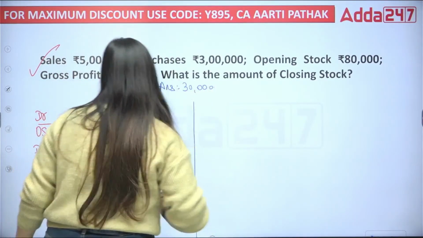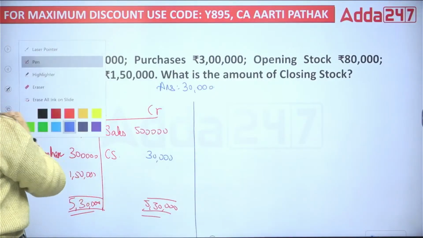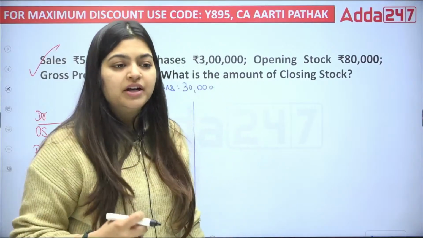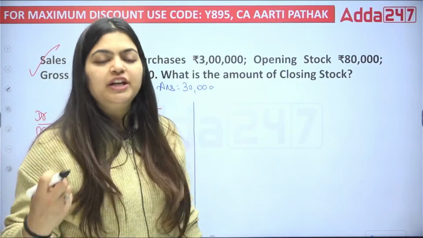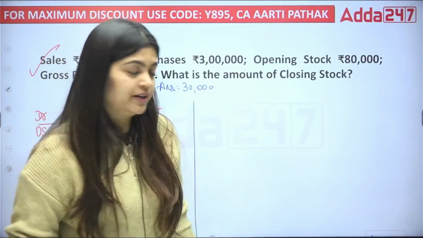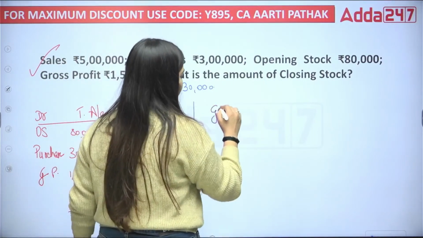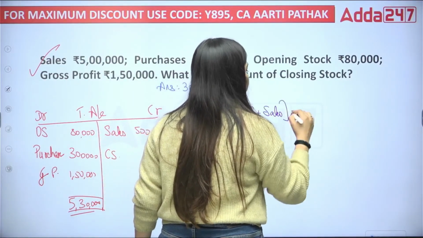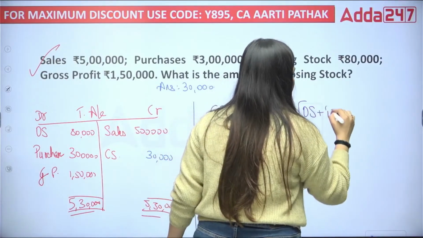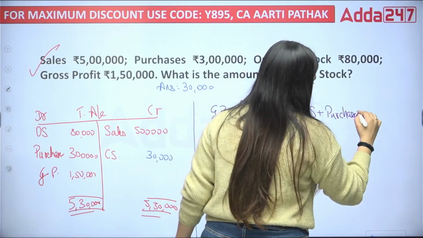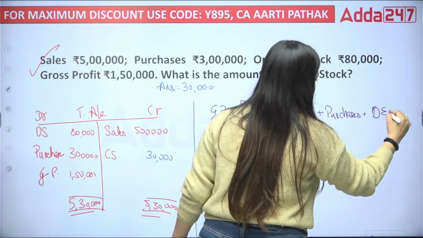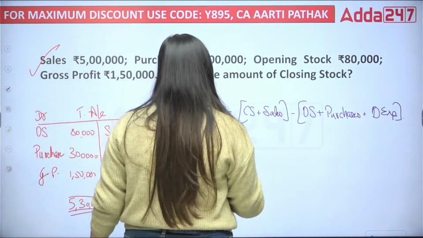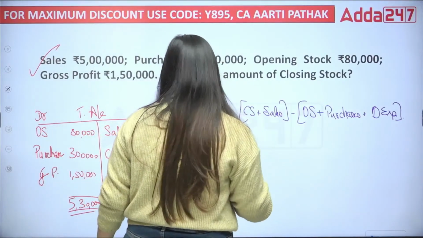Now in the exam, you will not make this table, this T-shape account. I'm telling you this T-shape account so that you can remember it for a longer period of time. In the exam, we need to go with the tricks, how fast we can solve it. So basically, you have gross profit equal to closing stock plus sales minus opening stock plus purchases plus direct expenses. Now, closing stock is the missing figure.